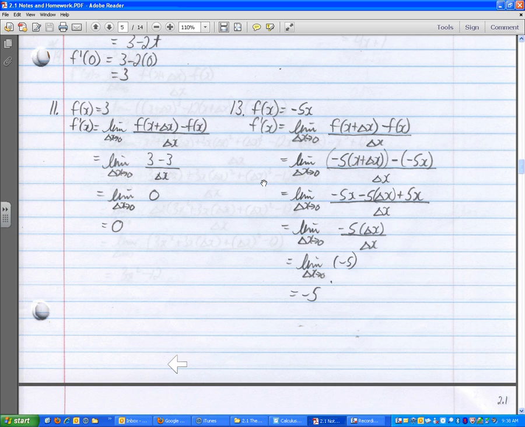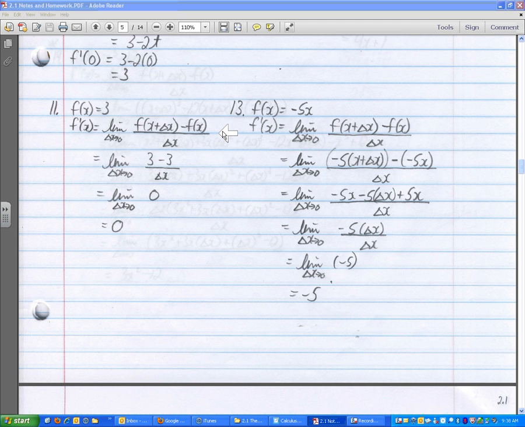All right, on 11, it says find the derivative by the limit process. f of x equals 3. So the definition of derivative, which is what they mean by the limit process, is that f prime of x equals the limit as delta x approaches 0 of f of x plus delta x minus f of x. All of that is over delta x.